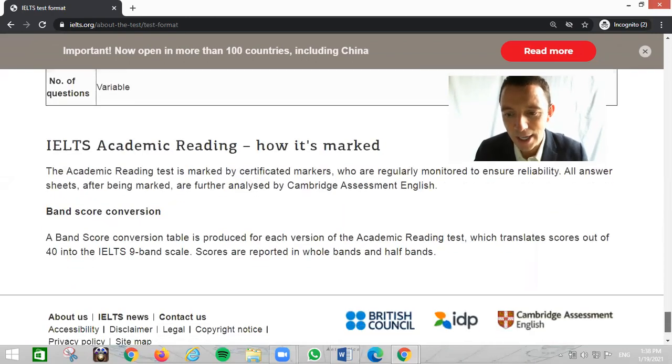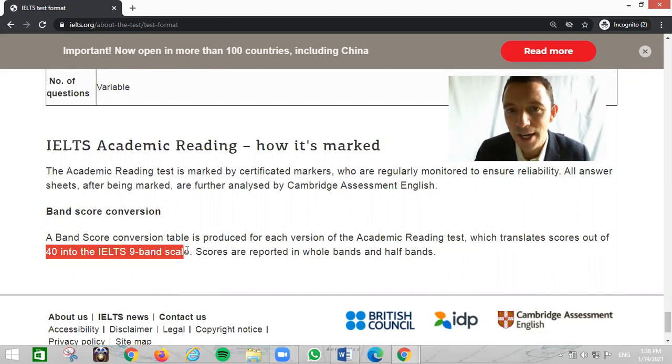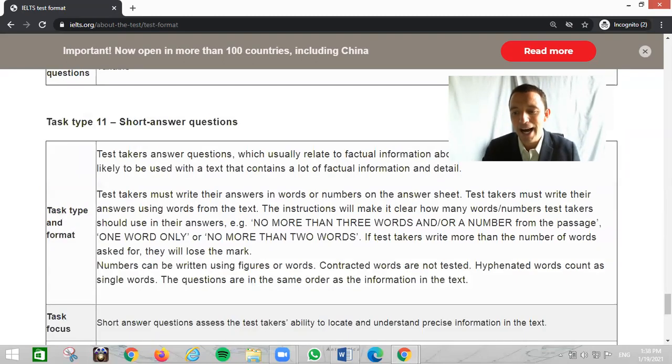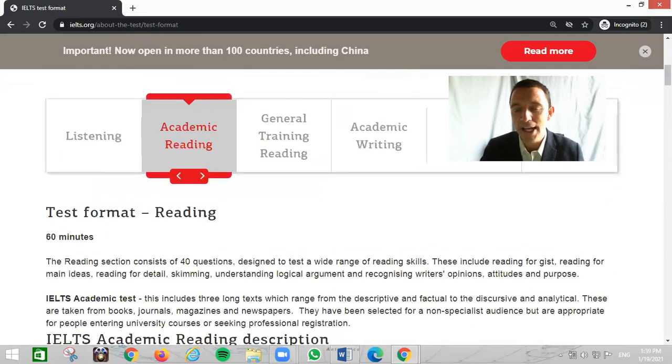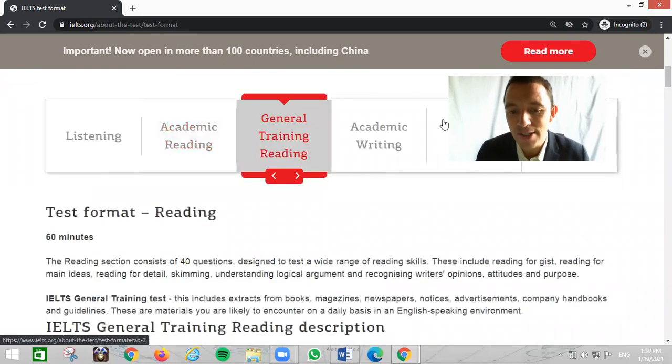Okay, and then it's the marking. So from your score of 40, they divide it and separate it into a band scale of 1 to 9. Okay, so that is the academic reading. And now let's look at the general training reading. So what are the differences?